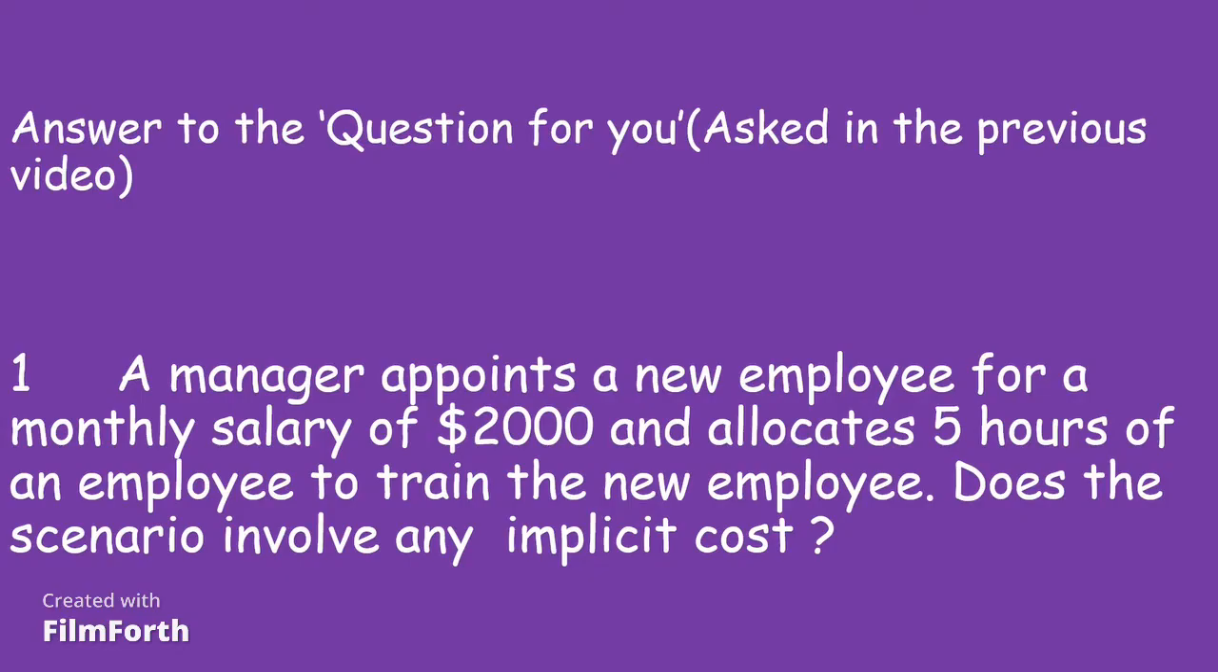A manager appoints a new employee for a monthly salary of $2,000 and allocates 5 hours of an employee to train the new employee. Does the scenario involve any implicit cost? And the answer is yes, it does, because the number of hours that the employee is using to train the new person, he could have done something else during those 5 hours. So it does involve implicit or the opportunity cost.